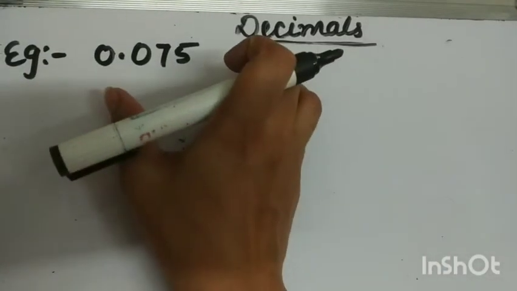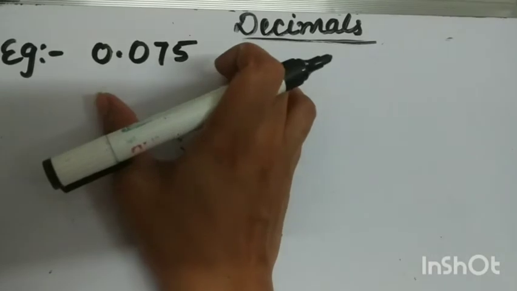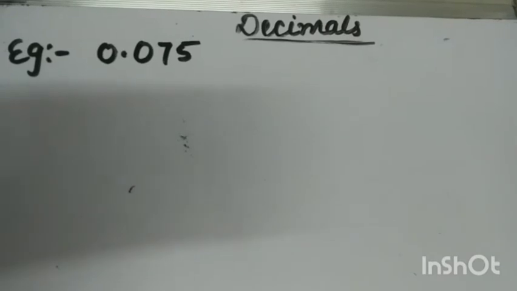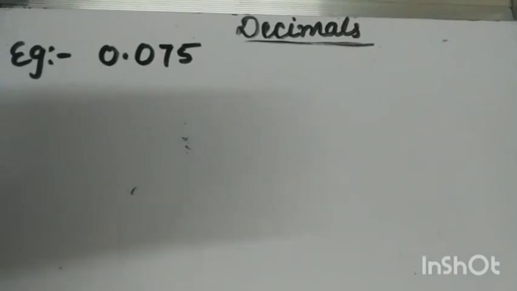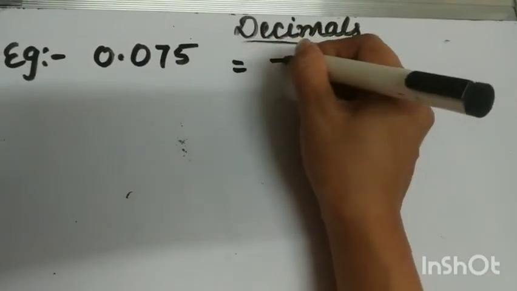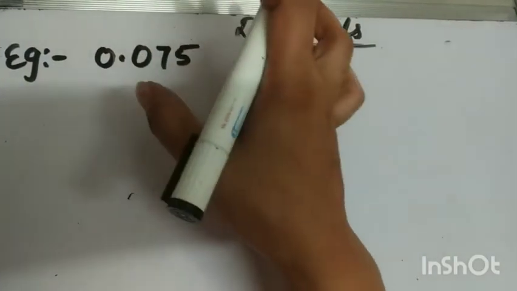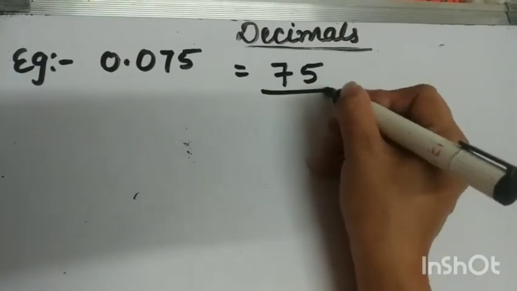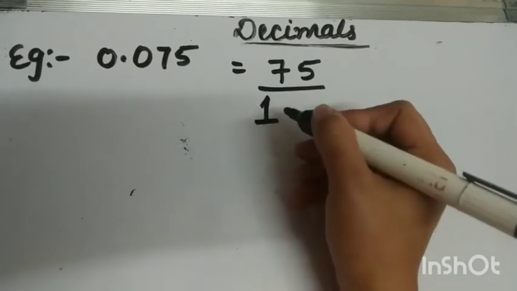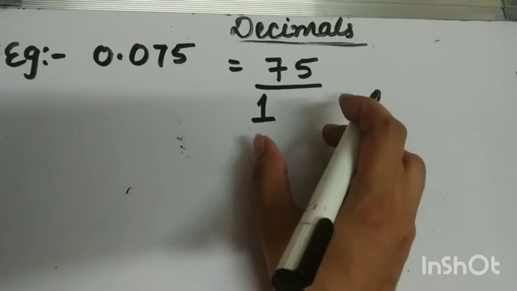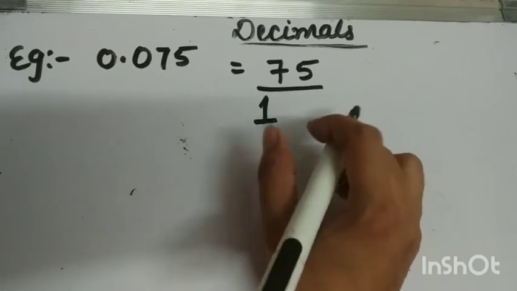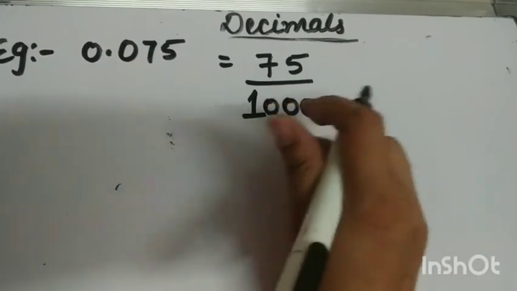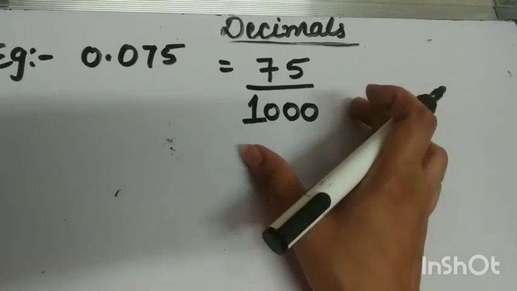Suppose we have to convert this decimal number into simplest form, into a fractional form. First of all we will write the given decimal without the decimal point as the numerator. We will remove the decimal and write only the number. In the denominator we write 1 followed by as many zeros as there are decimal places in the given decimal. Here the decimal places are 3, so put 3 zeros after 1. So it will be 75 upon 1000.